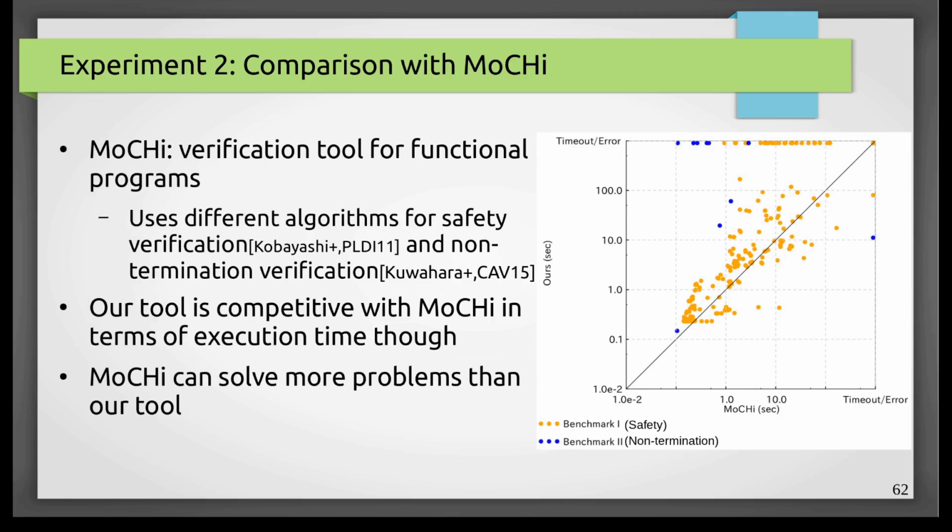Second experiment is comparison with program verification tool MoCHi. It supports both safety and non-termination verification, but uses different algorithms, so each algorithm is more specific than ours. The results showed that our tool is competitive with MoCHi in terms of execution time, while it can solve fewer problems.